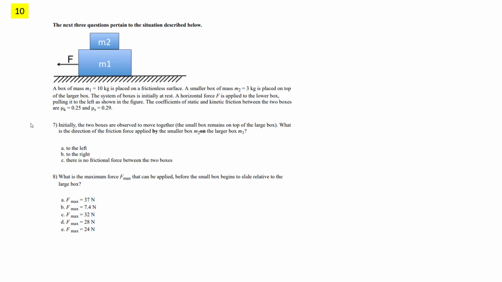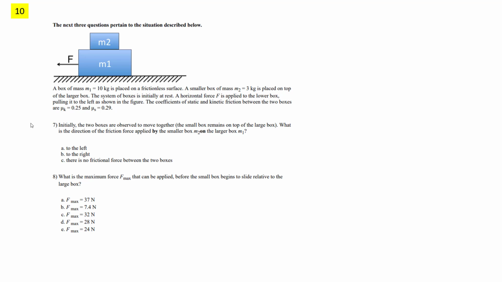Question 7 says, initially the two boxes are observed to move together. It says the small box remains on top of the large box. What is the direction of the friction force applied by the small box M2 on the large box M1? And we're given some different directions here.